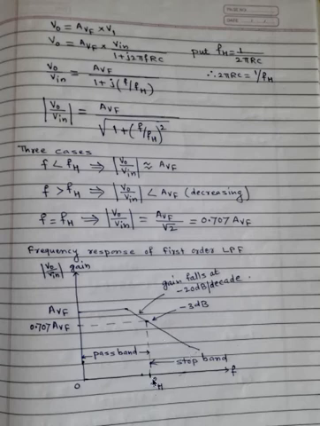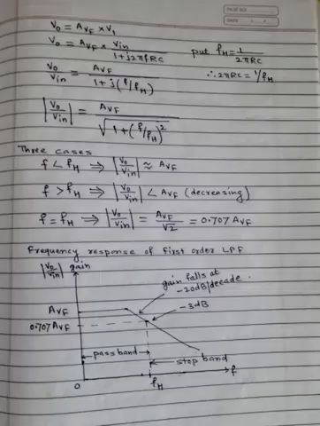As per the definition of the cutoff frequency, it will be a 3 dB frequency. That means this is the frequency of the input signal at which the gain is reduced to 0.707 of the maximum value, that is AVF. So that is FH. This band is called the pass band because the output voltage is high, and this will be the reject band or stop band. So this is the frequency response of the low pass filter.